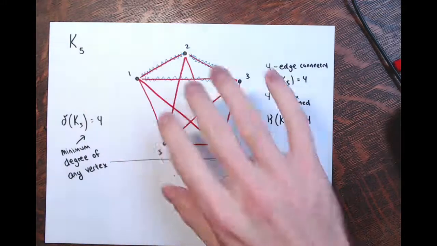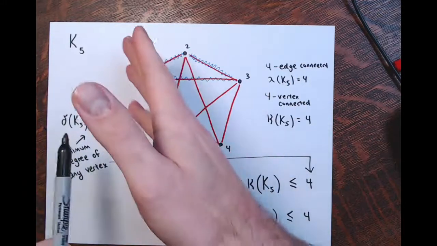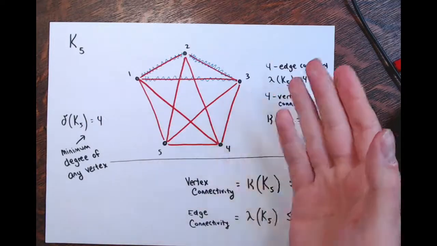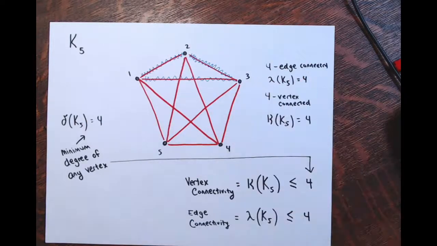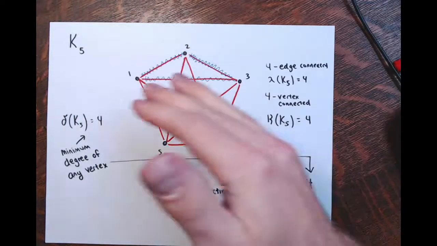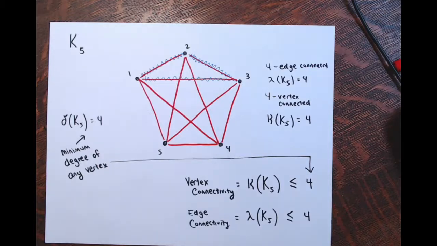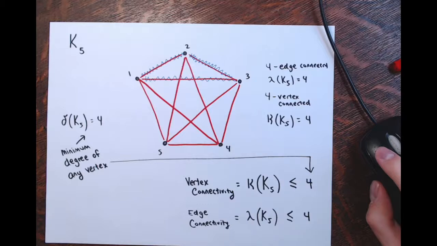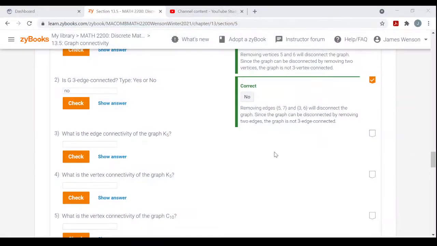I'm just reasoning it out based on the fact that it's complete. Every vertex is adjacent to every other vertex. So even if I take away any 3 edges, there's still going to be a path between any pair of vertices. Hopefully that made sense. So the edge connectivity of K5 would be 4.